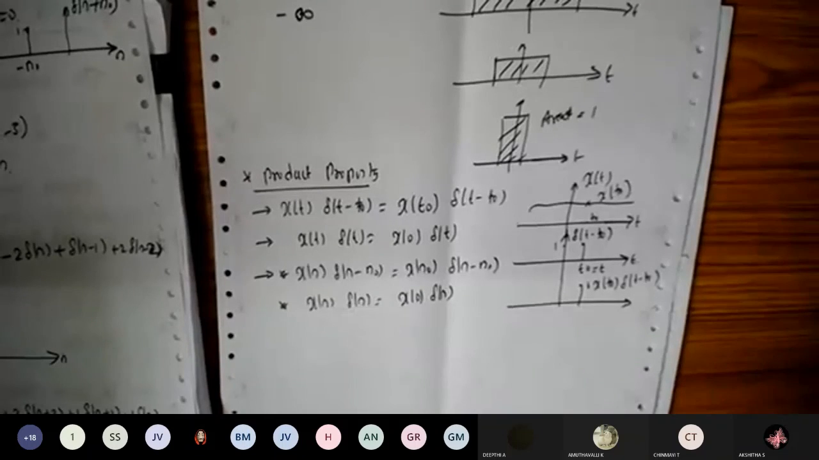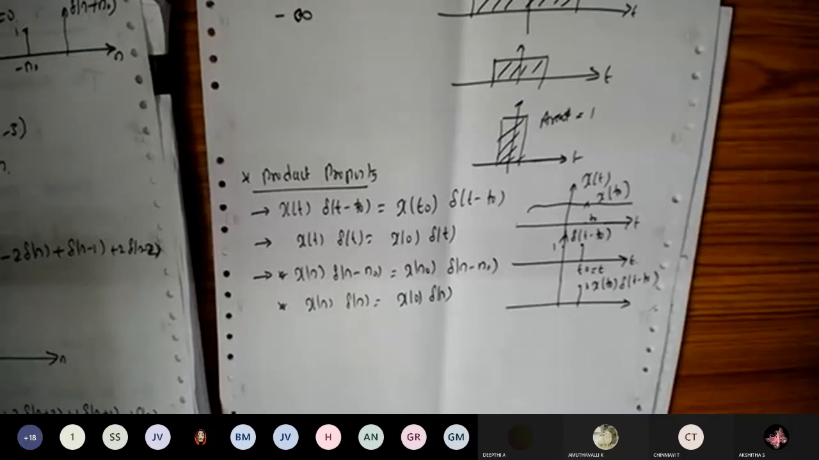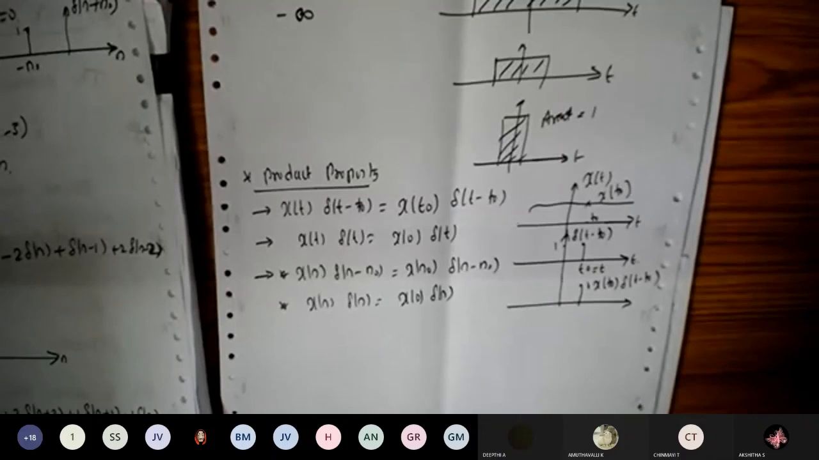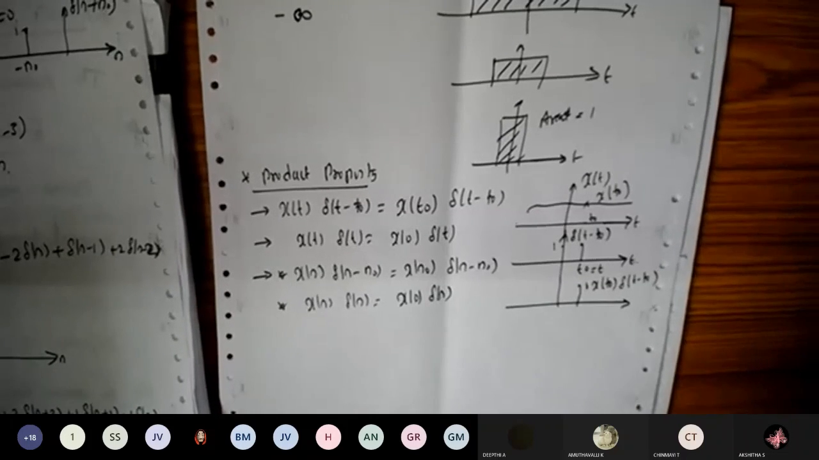Two more properties are there. One is called the shifting property, and the other is the area and scaling property. That I will do in the next class. We also have one more function, the ramp function, so we'll do that one. Afterwards, we'll go to the next topic, which is operations on signals.